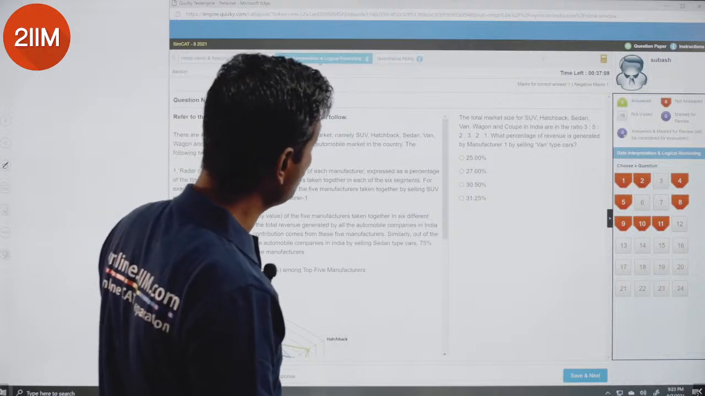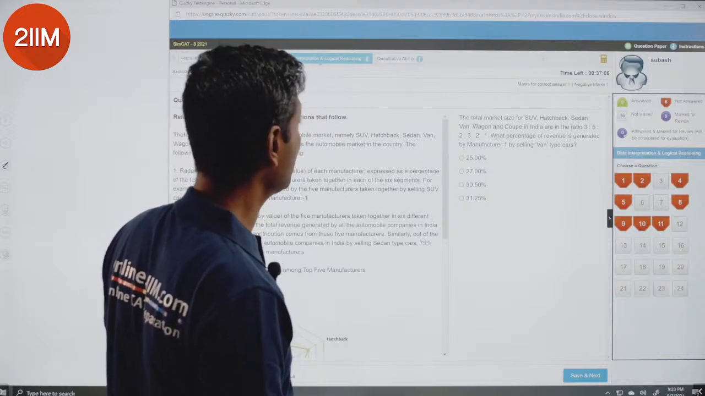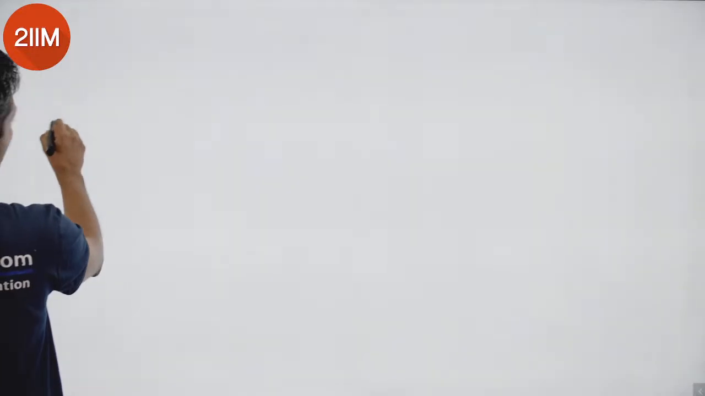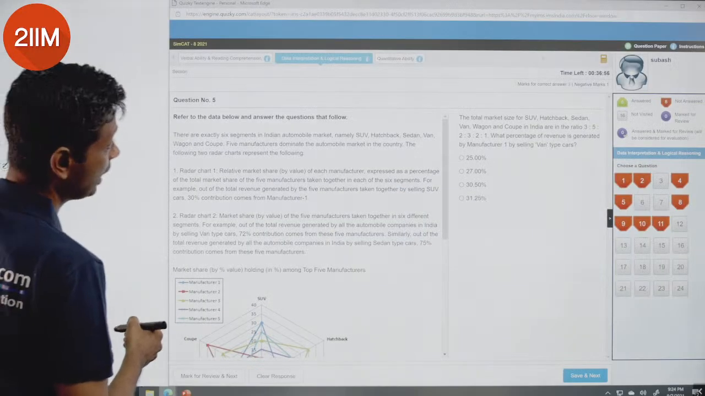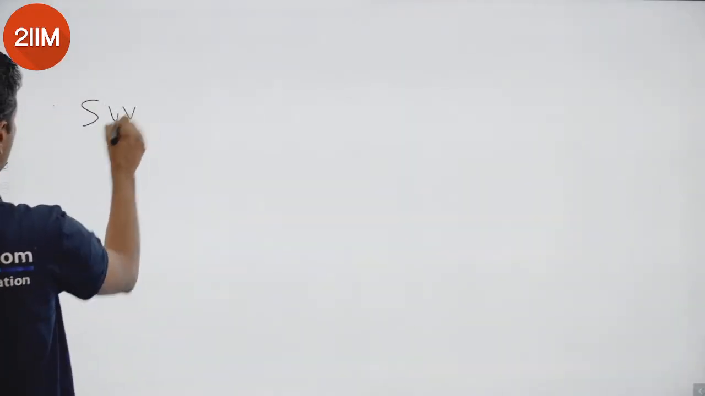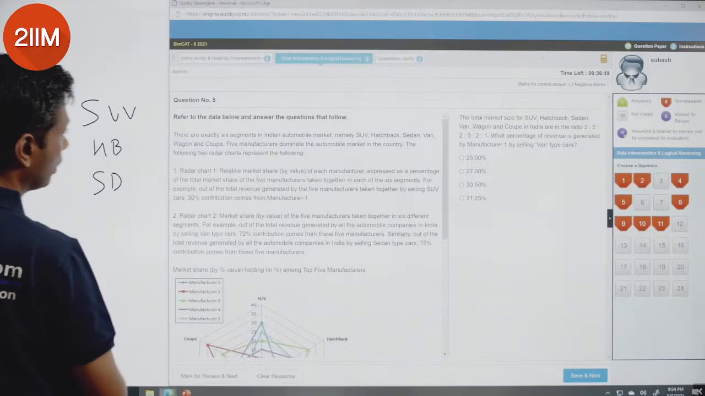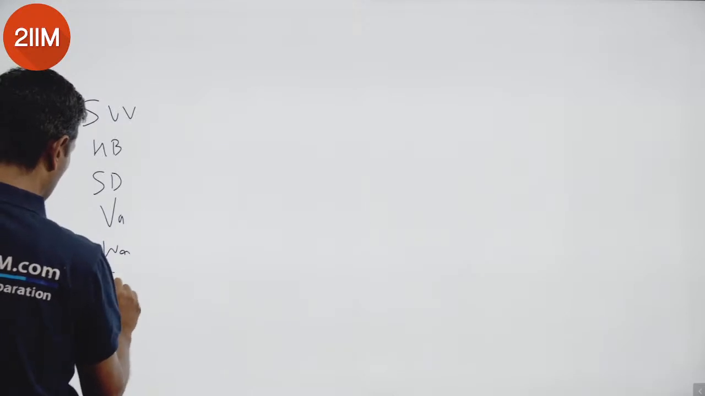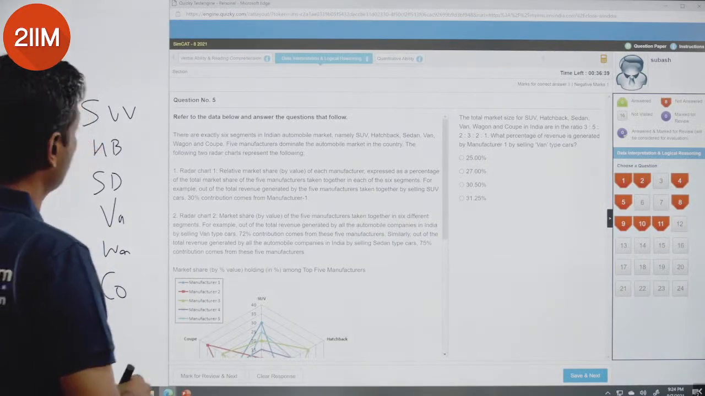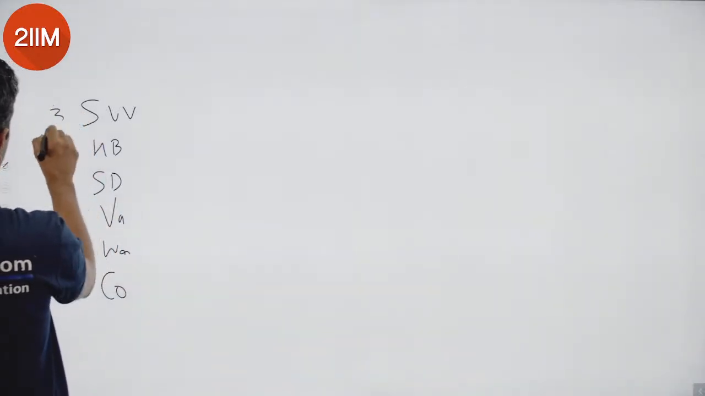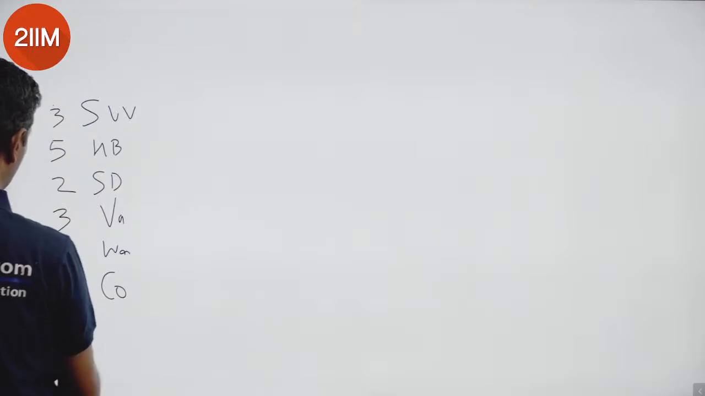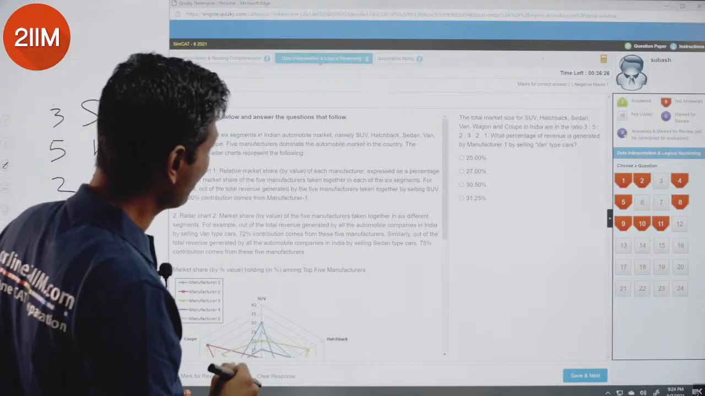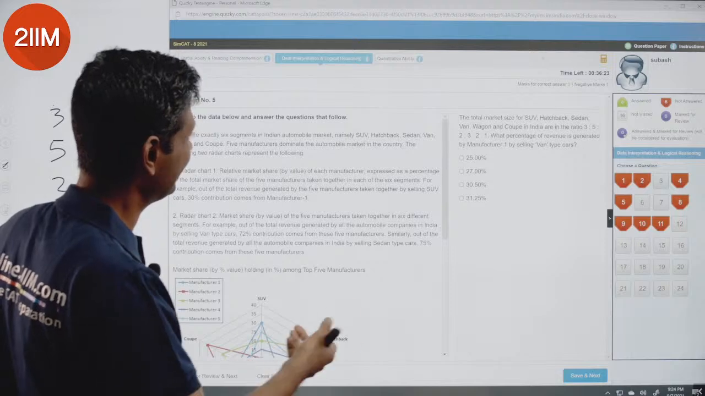The total market size for SUV, hatchback, sedan, van, wagon and coupe in India are in the ratio 3:5:2:3:2:1. I hate you guys. Just kidding. Lovely. What percentage of revenue is generated by manufacturer 1 by selling van type cars?